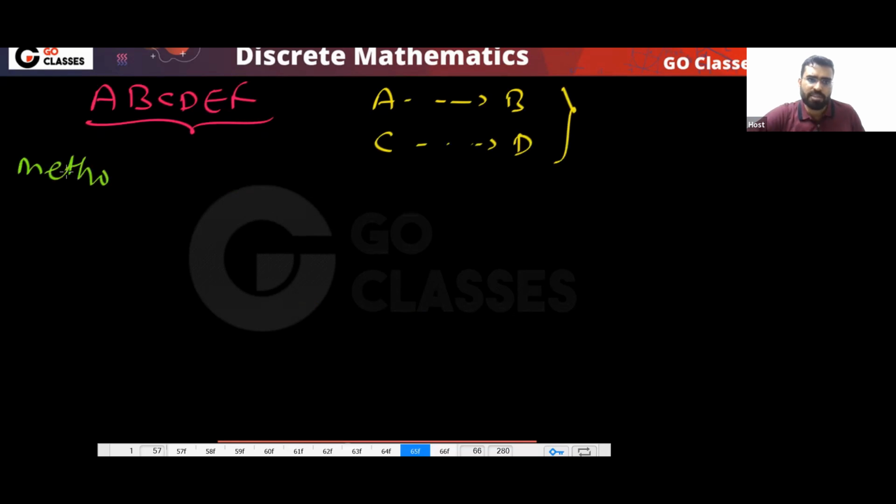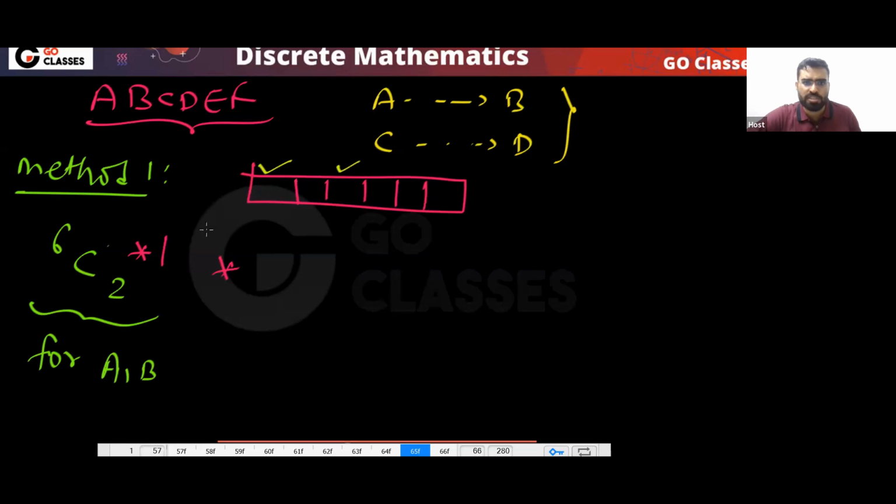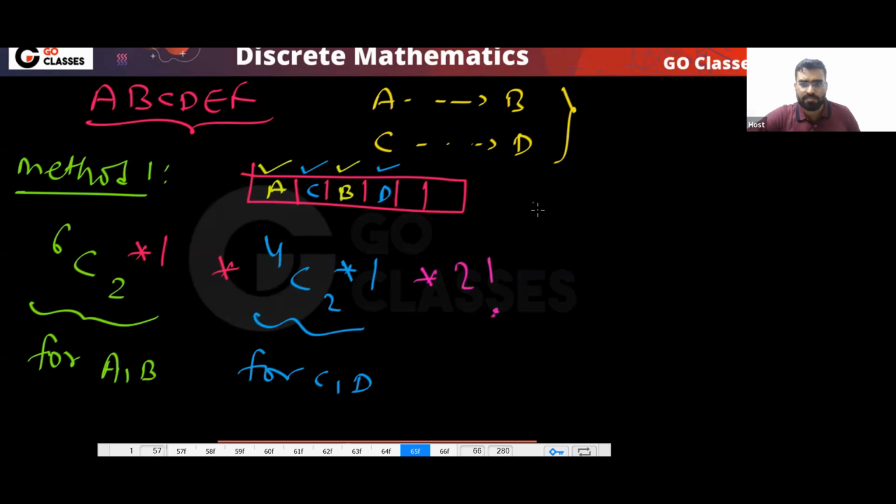So just apply method one. There are 6 positions. Select 2 positions for A, B. How many ways can you put them? Only one way. From the remaining, you select 2 positions for CD. In how many ways can you put them? Only one way. The remaining 2 people can arrange in 2 factorial ways.